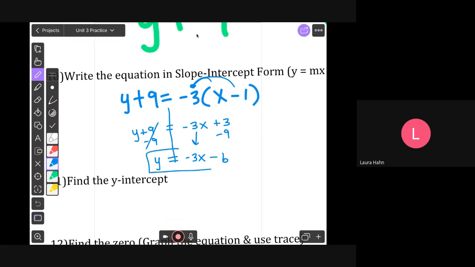Y is by itself, so now it is in the form of y equals mx plus b. That tells me my slope, m, is negative 3. My b is negative 6. That's kind of ugly. Let me rewrite that. That doesn't really look like a 6.